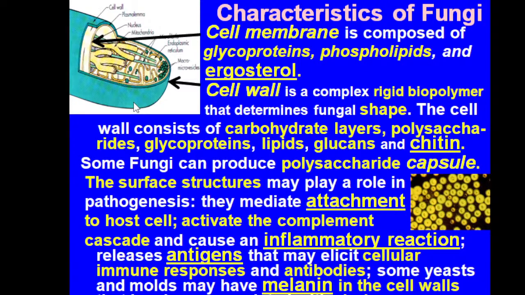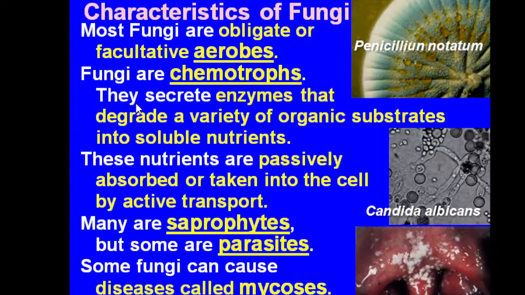fungal cells. And also some yeast and molds may have some particular substances in a cell wall that may mediate some pathogenic reactions. For example, some yeast and molds may have melanin in the cell wall. So it has been associated with the virulence of these pathogens.